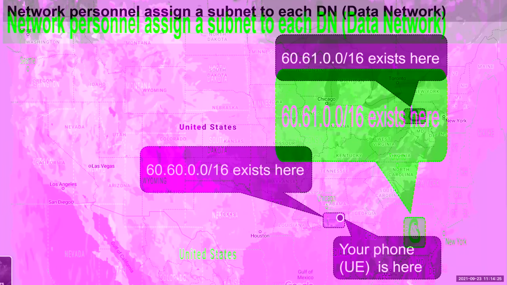So this is where the notion of slicing comes in, or at least the beginning of it. There's your phone. And it's minding its own business somewhere in the Florida Panhandle. We know that 60.60 exists here and 60.61 exists here. Now, if we're going to put the computers in charge of this, which is what we want to do, then we have to add some additional abstraction. We have to identify this slice. And this is where two very important numbers come in.